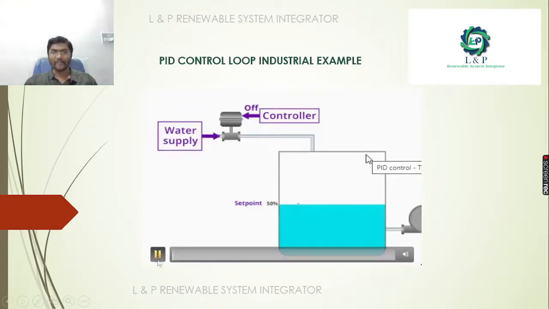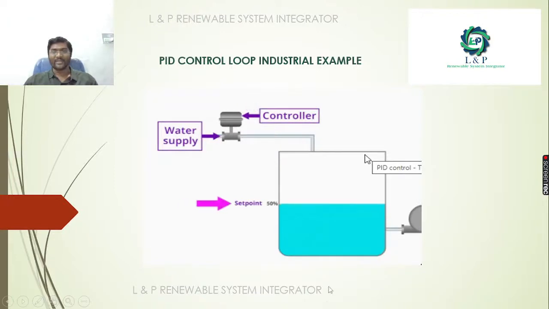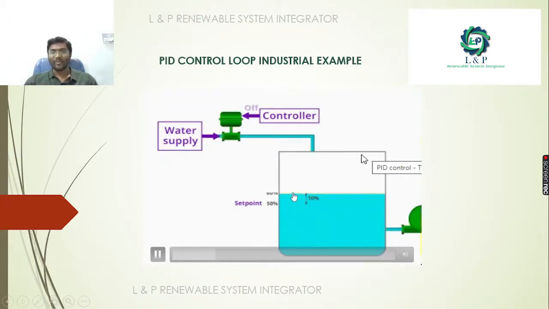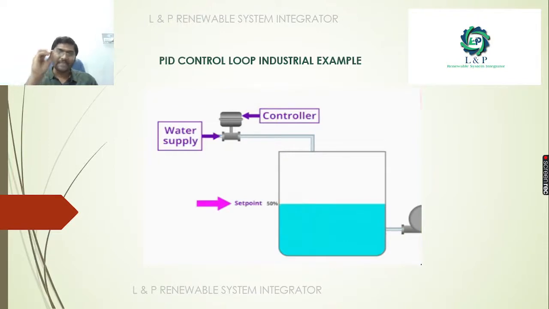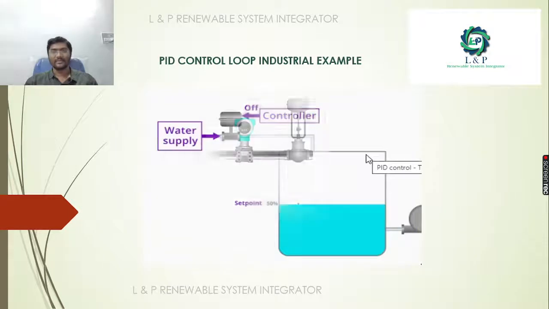See here what is happening. It is immediately reaching 40%. If it goes beyond that, it will reduce. So the controller will make sure that the filling of the tank does not go beyond the set point, and it also does not go below the set point. It will try to maintain the set point. It will switch on and off automatically. So this is a basic, simple example of how a PID control loop is established in industries.